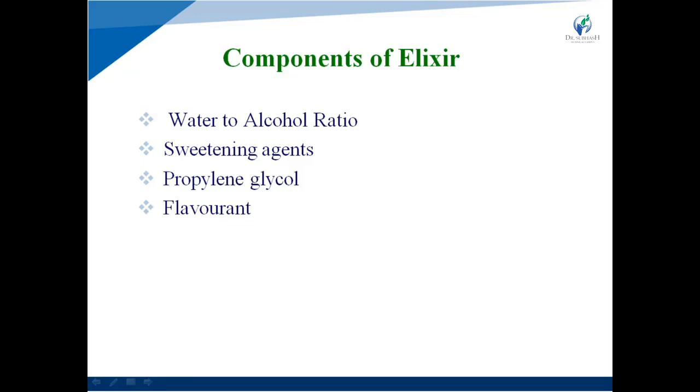Last one is flavorant. Why do we add flavorant? Flavorant is used for flavoring purposes. Examples of flavorants are raspberry syrup, orange syrup, lemon syrup, etc.